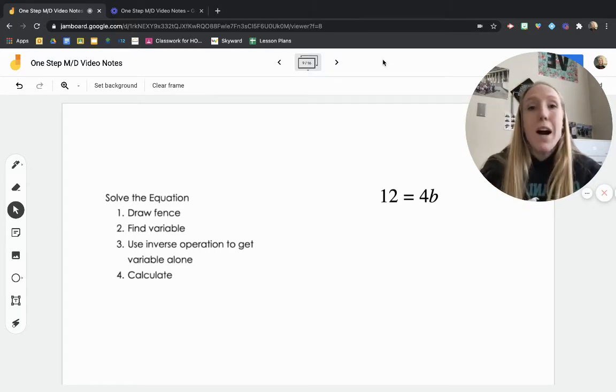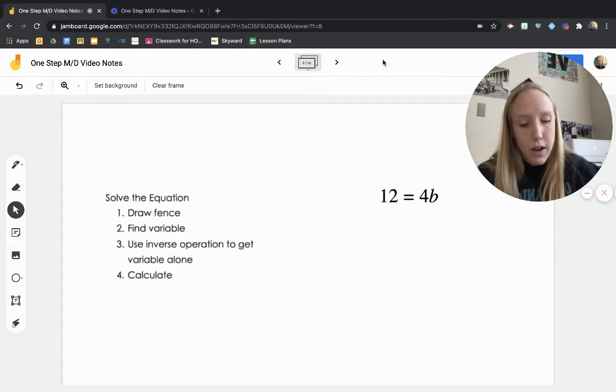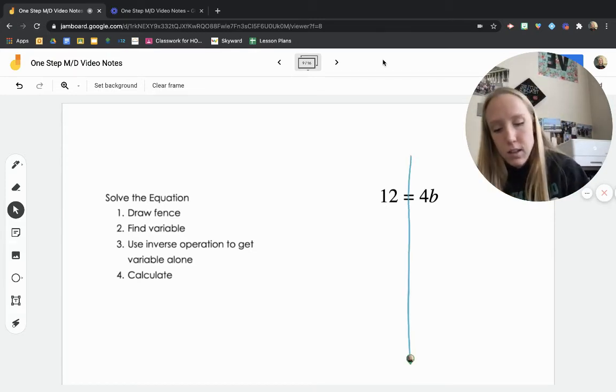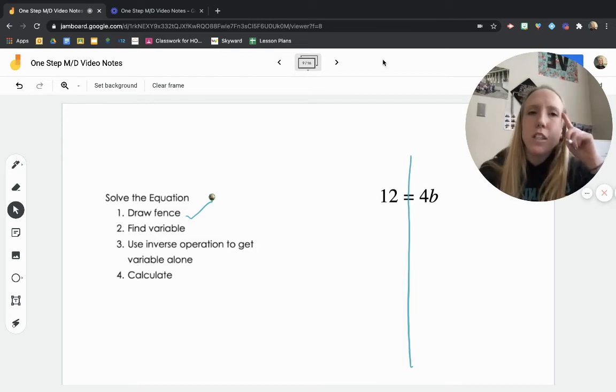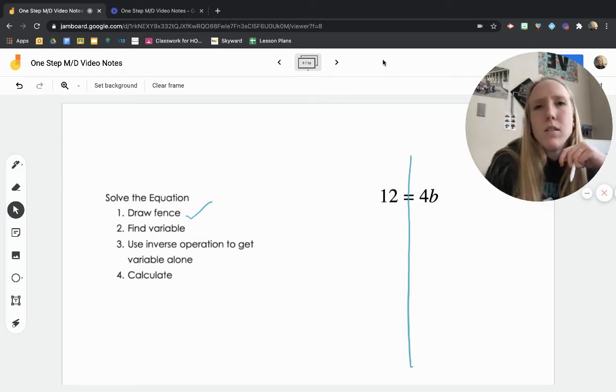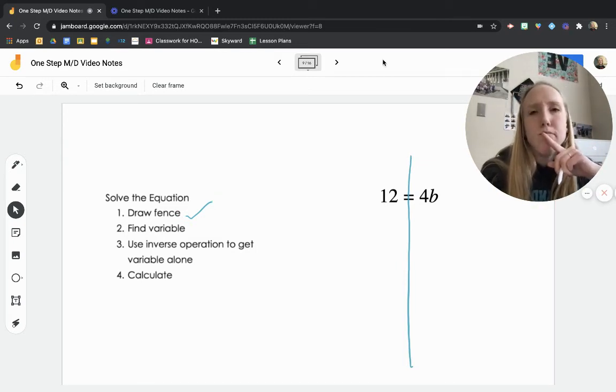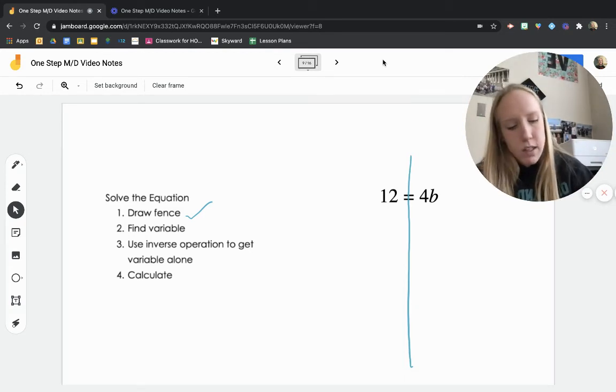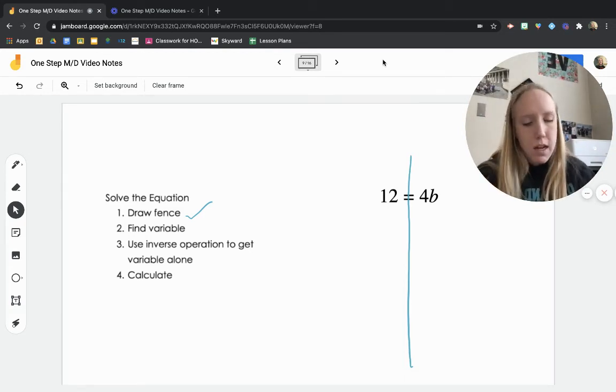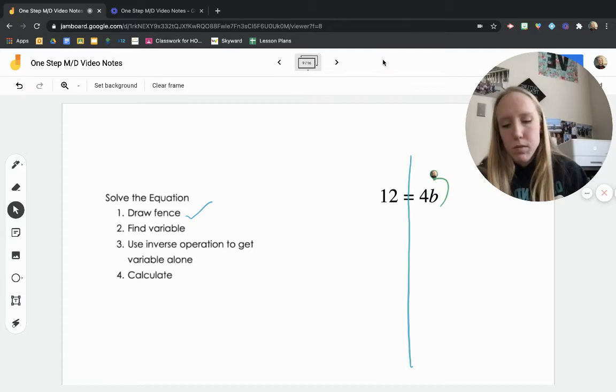Alrighty. So again, same steps, you guys. The steps don't change. Draw your fence. Find the variable. Think to yourself, what is the variable here? I noticed the variable. It says 12 equals 4b. B is the variable. So we found the variable.